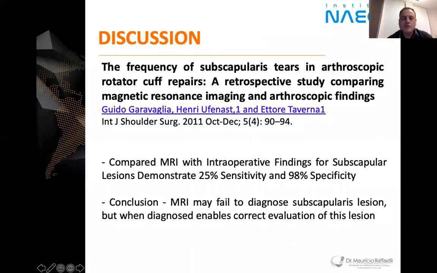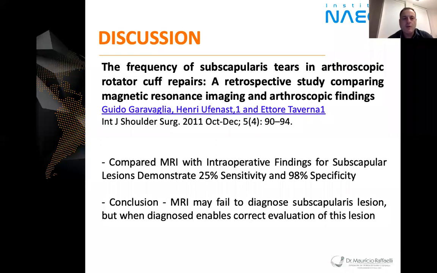This article showed that the MRI sensitivity can be low to diagnose subscapularis tears, but with high specificity, which means that we should always look for lesions of the subscapularis in our shoulder arthroscopies.